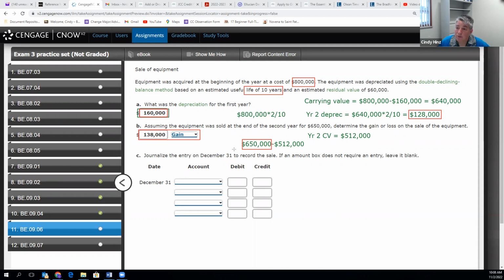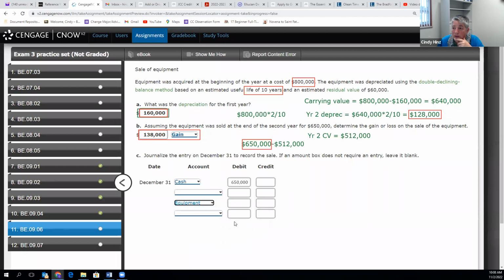But that gain makes up for it. So at the end of the second year, our income is going to go up to reflect our actual loss of market value. To finish up this exercise then, journalize the entry on December 31st to record the sale. So we know that at the time we sold it, we received cash. So one account that's going to be affected is cash. How much cash did we receive? We sold it for $650,000. So we need to show that we received that $650,000.